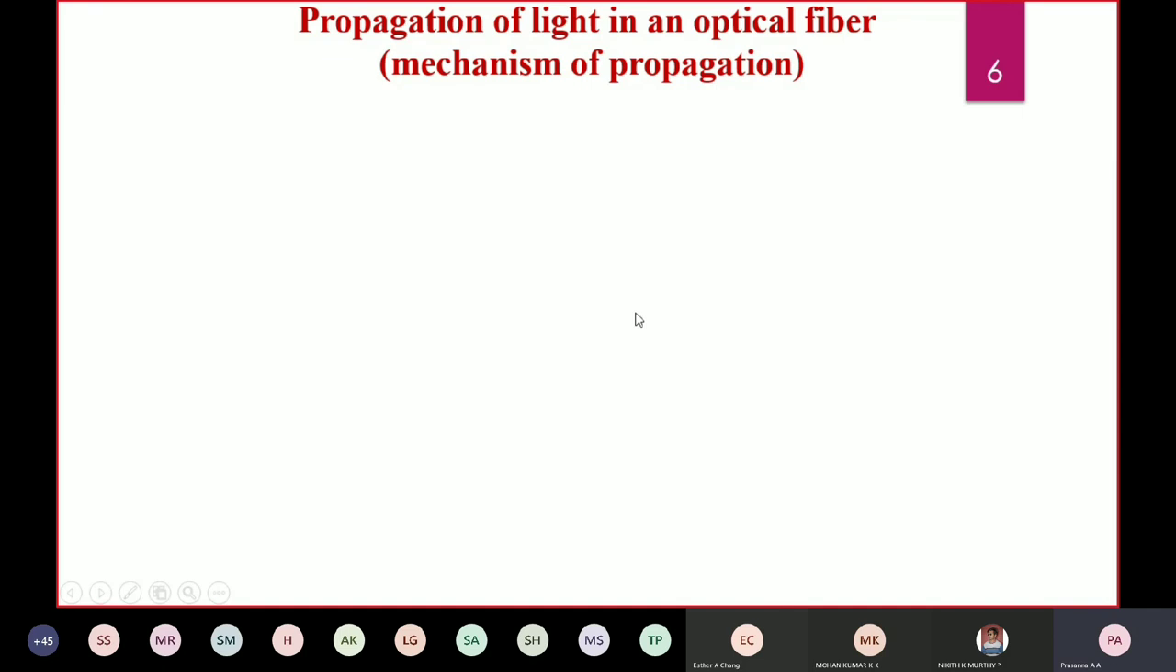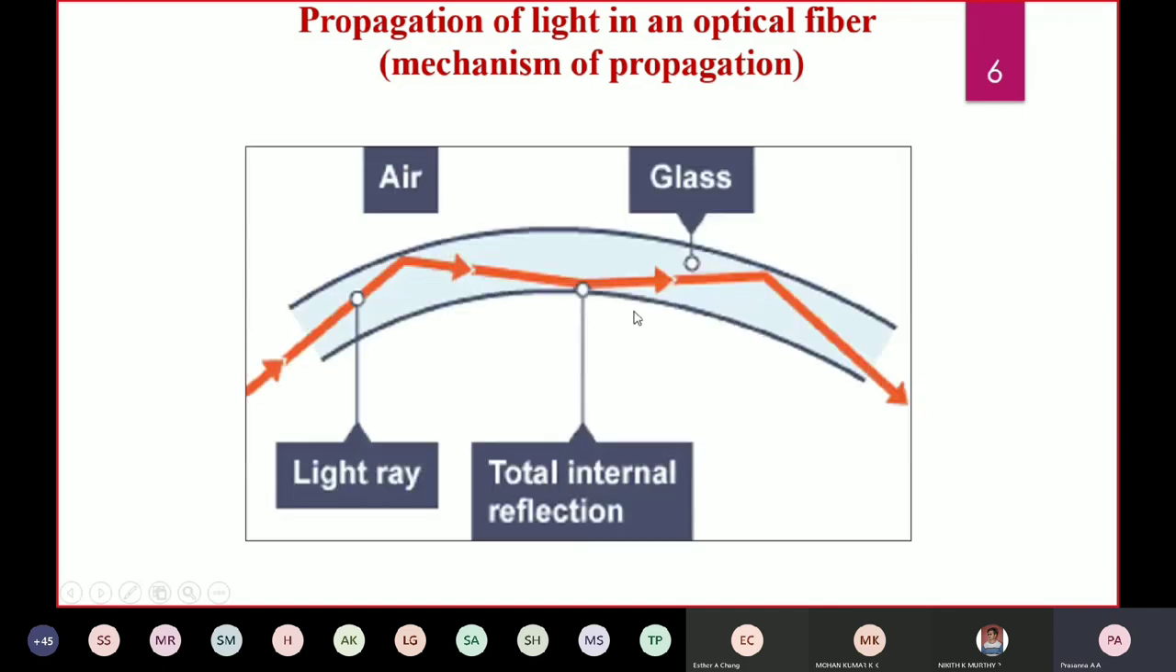So how does light propagate within the core? This is a simple diagram showing the light ray undergoing total internal reflection. This is the core. This dark blue line represents the interface. This is the air medium, for example. This is the glass medium, or both may be glass. High refractive index of glass, low refractive index of glass, both are okay.